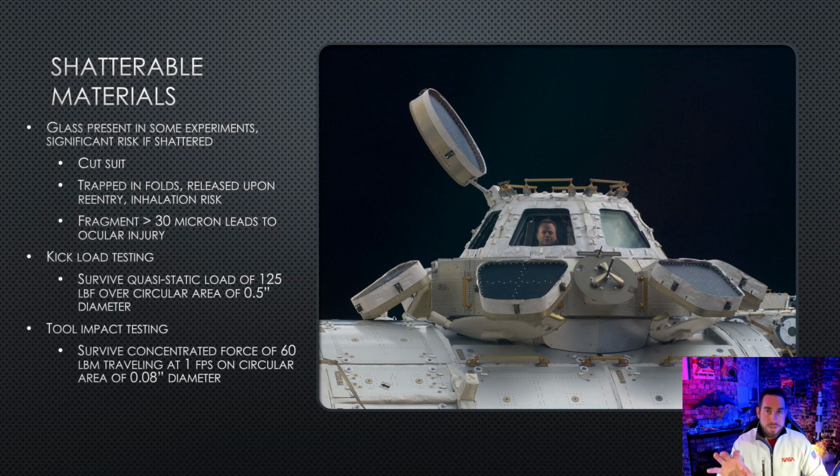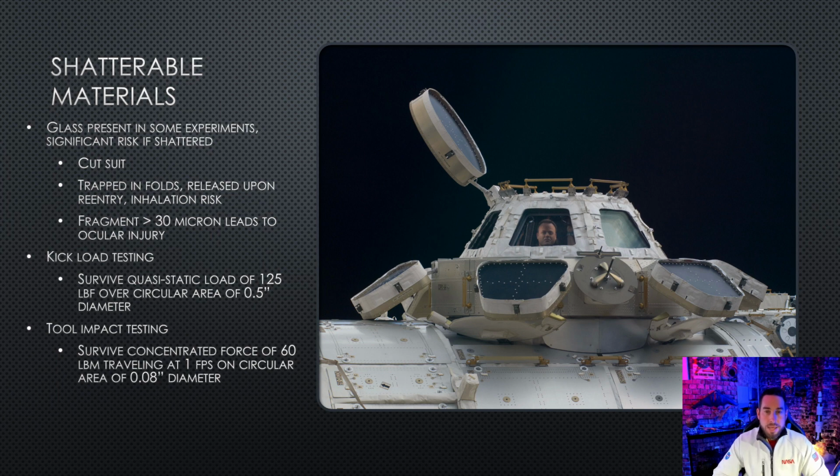So the way to minimize the risk of shattering is that the glass has to undergo kick load testing. It means that any glass used in space has to survive a quasi-static load of 125 pounds of force over a tiny circular area of a half inch diameter. So a sudden 125 pound force onto a half inch diameter area, and it can't shatter.